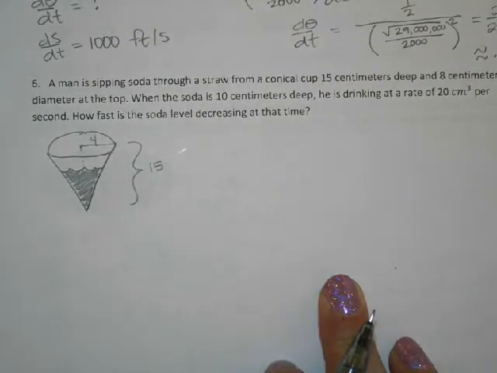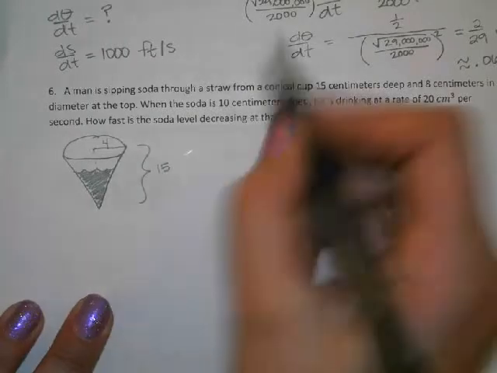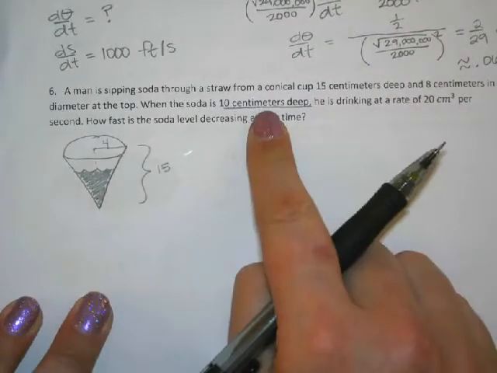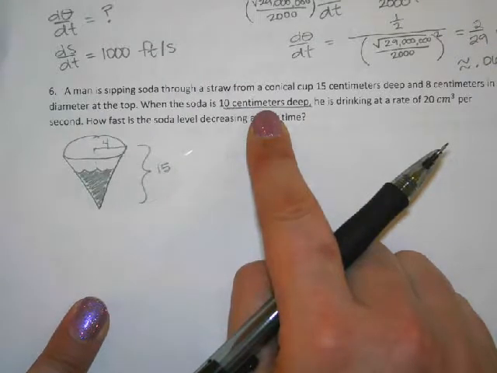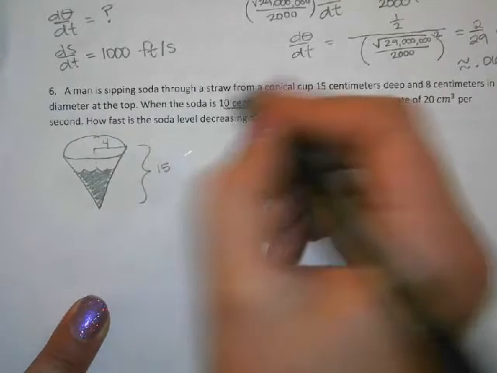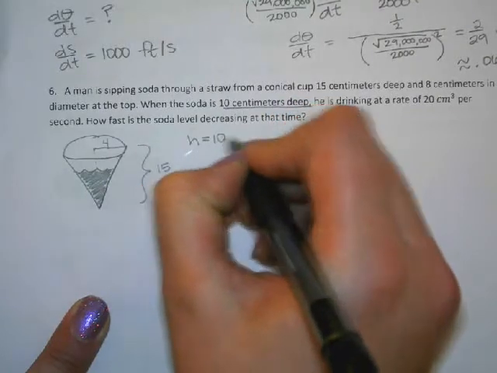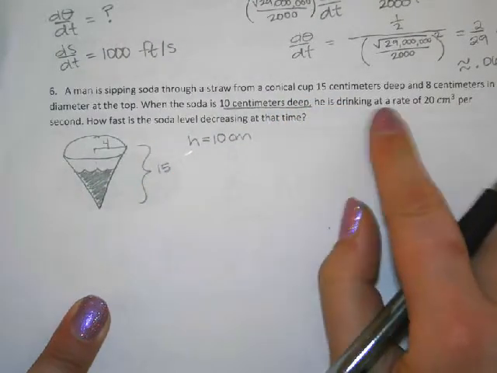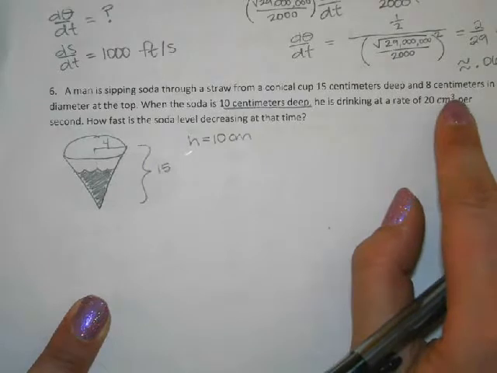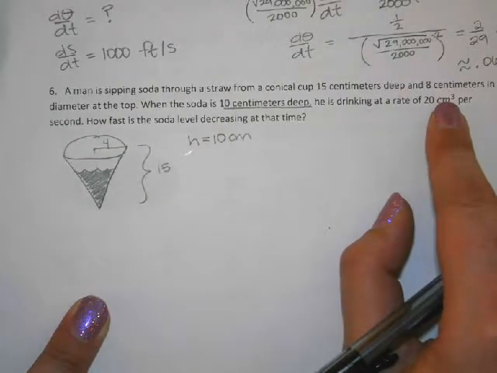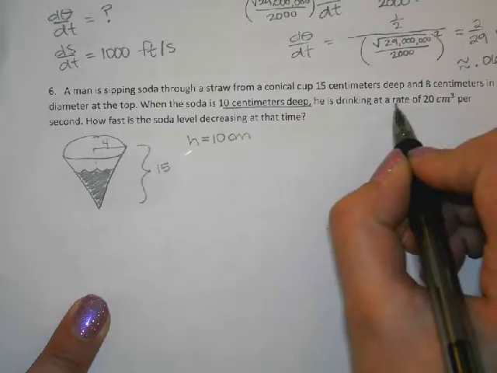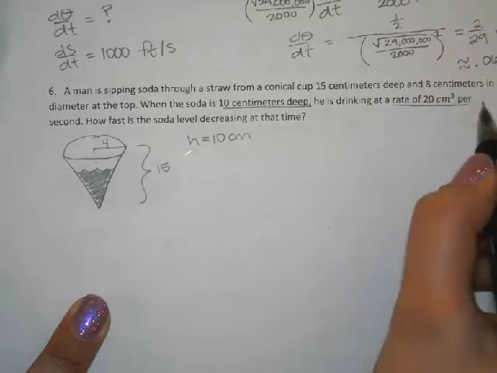So when the soda is 10 centimeters deep, what variable does that go with? That goes with the height. Okay, so we're going to say the height is 10 centimeters. He is drinking at a rate of 20 centimeters cubed per second. When it tells you centimeters cubed, what unit of measurement is cubed? Volume. Okay? He is drinking at a rate of 20 centimeters cubed per second.